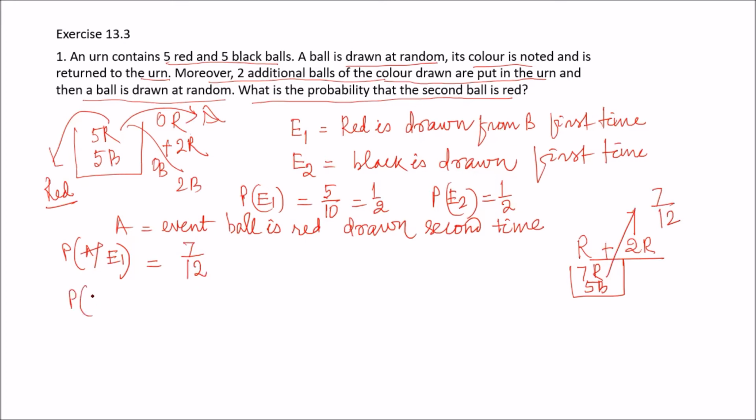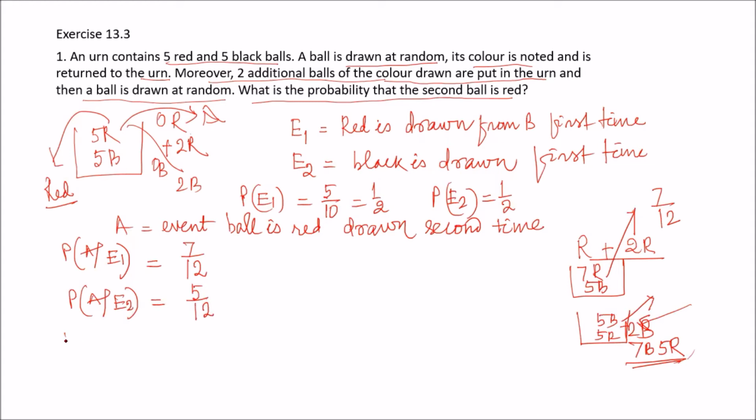Similarly, the probability of red when E2 took place. E2 means when black was drawn. So when black was drawn, there were 5 black, 5 red. If black was drawn, then there are 2 more black. So it will be 7 black, 5 red. But for the second time, we are drawing only red. So it will be 5 by 12.